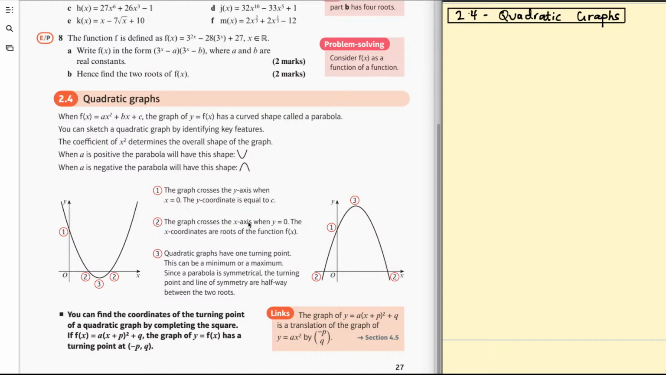The graph crosses the x-axis when y equals 0. The x-coordinates are roots of the function f of x. So this is kind of the geometric understanding of what we've just been doing algebraically. We've been finding these roots, and these are what we call the x-intercepts, where the graph crosses the x-axis.